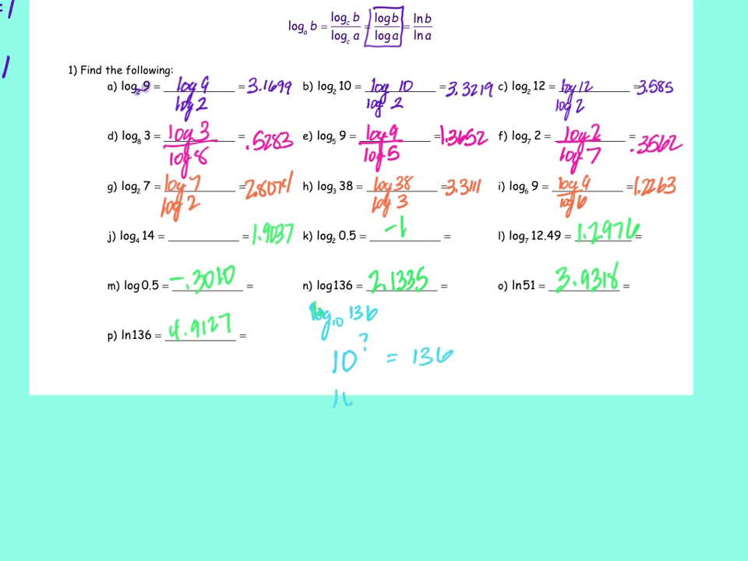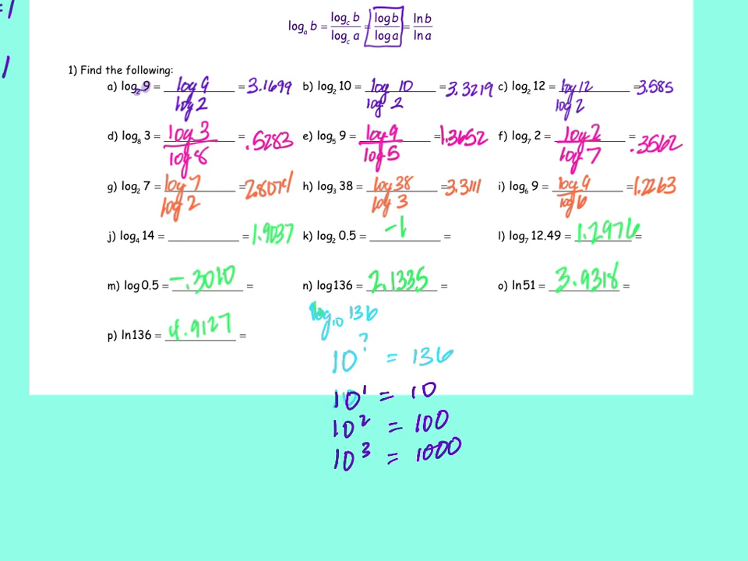Well, I know that 10 to the first power equals 10, and 10 to the second power equals 100. And 10 to the third power equals 1,000. Do you guys agree with that? Are you okay with that math? 10 times 10 is 100. 10 times 10 times 10 is 1,000.